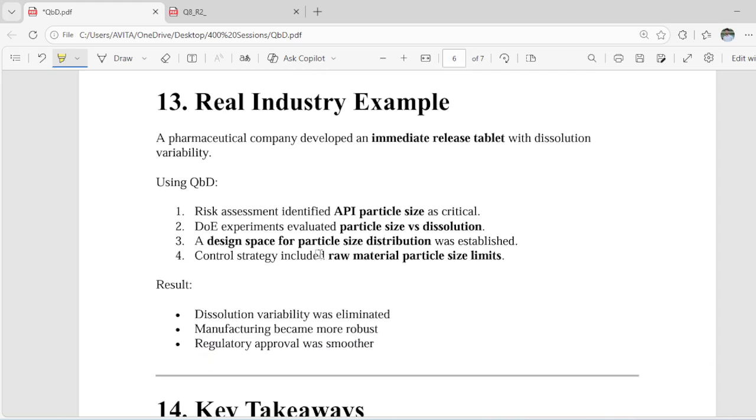Then the last, a real industry example we'll see. A pharmaceutical company developed an immediate release tablet with a dissolution variability using QBD. The risk assessment identified API particle size as critical. Then design of experiment evaluated the particle size versus dissolution, and the design space for the particle size distribution was established. The control strategy included the raw material particle size limit. Results: the dissolution variability was eliminated, manufacturing became more robust, and regulatory approval was smoother.